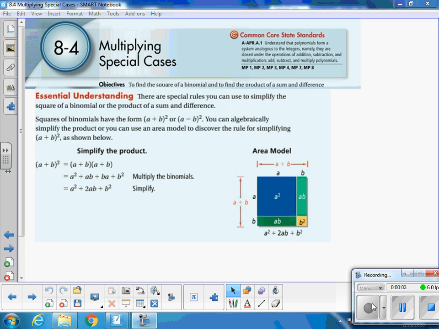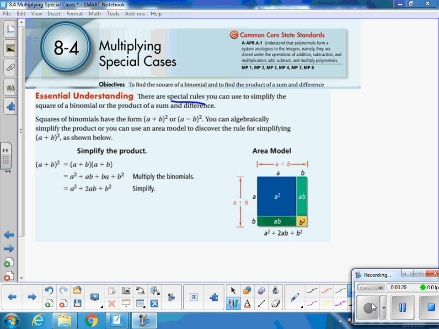All right, we're going to continue working on binomials and trinomials and the such. Today our main objective is to find the square of a binomial and to find the product of a sum and difference. So let's talk about our essential understanding. There are special rules you can use to simplify the square of a binomial or the product of the sum and difference. And we're going to be looking at those special rules today.